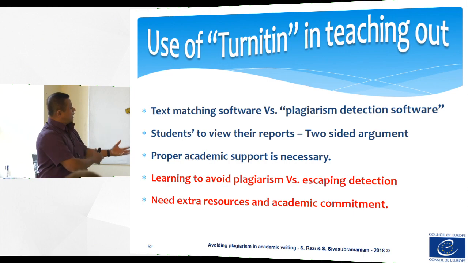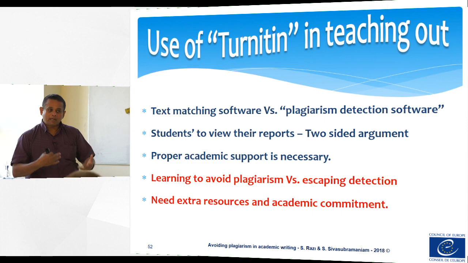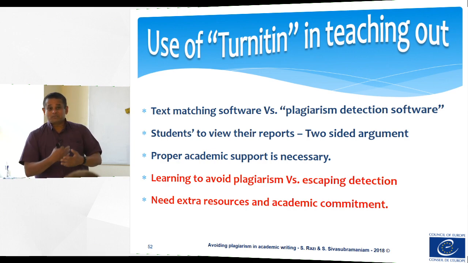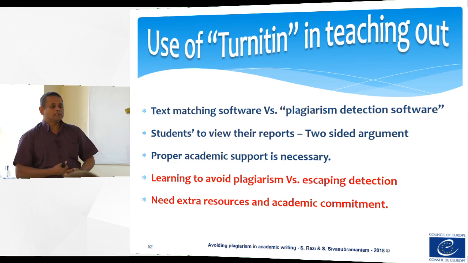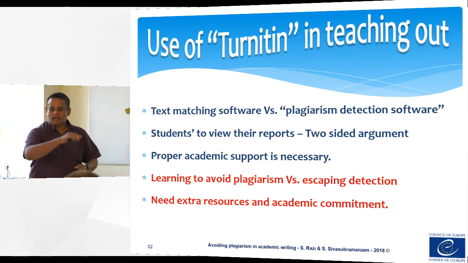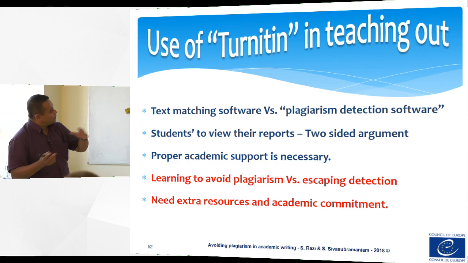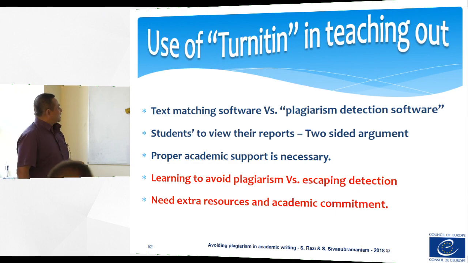And there are some advantages and disadvantages. The advantage is the good students will try to learn where they went wrong. The bad students, or so-called bad students, especially in the universities where they are allowed to look as many times as possible, will upload, have a look, and take synonyms, changing it until the similarity becomes lower. So it works both ways. It's learning to avoid plagiarism or escaping detection. That's another problem. And again, you need extra resources and academic contact as well.